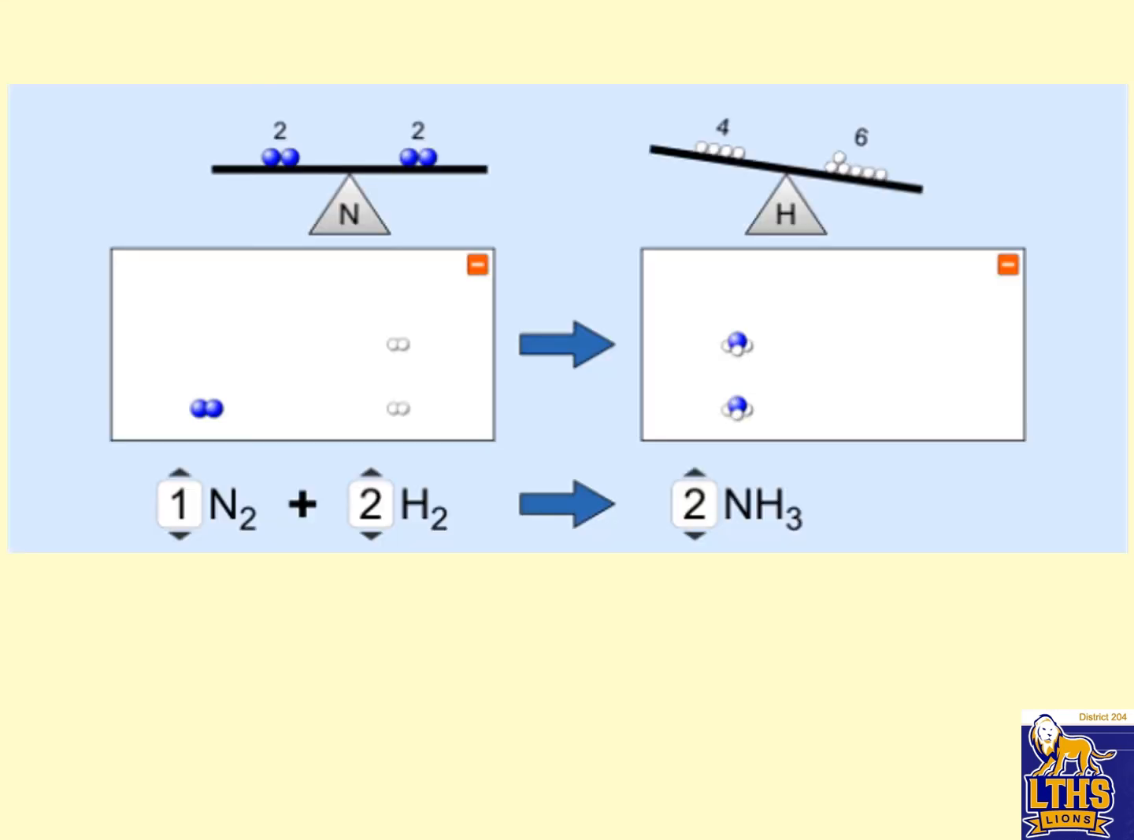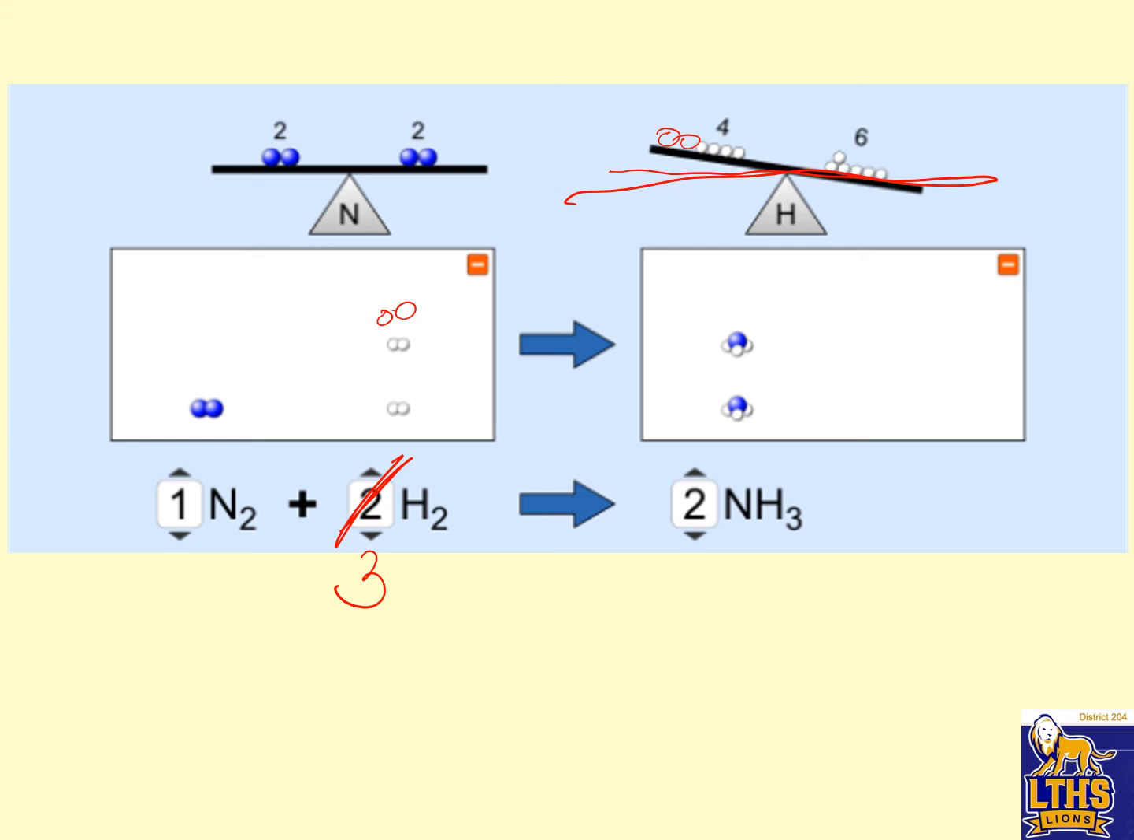So the N's are blue, 2 of them. Sorry, 1, 2, 3, 4. So 1, 2 N's on this side, 2 N's on that side. That's balanced if we use these coefficients. H's: on the left side, we have 4 H's. On the right side, we have 6. So it's heavier with this. But if I do another one and I do 3, boom, boom, all right, that'll put 2 more on this side, and that would even out to 6 and 6.